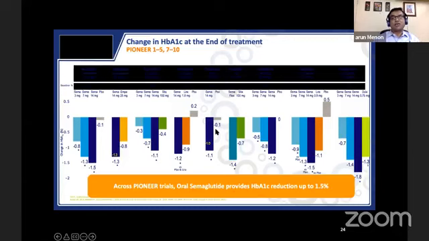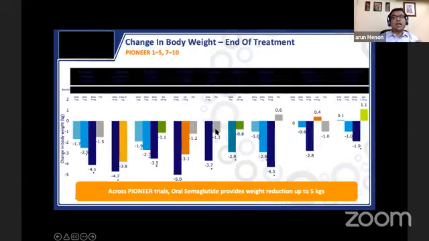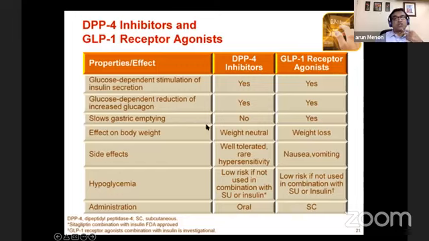Wonderful effects with semaglutide, both in terms of HbA1c reduction and significant weight reduction, even up to 5 kgs. So I think this is a drug to look at. If the cost permits, I think we are going to see a huge use of these drugs.